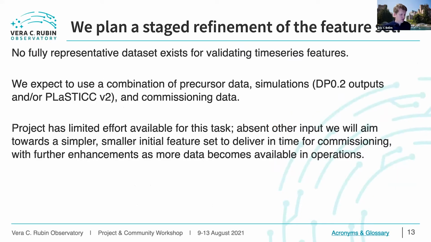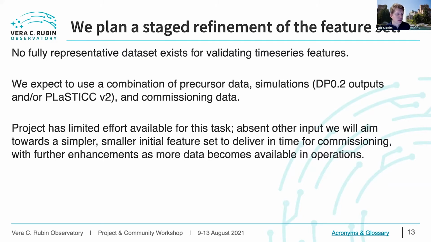So the challenges in terms of how we get to a feature set, and this is why this session exists, is to move this discussion forward. There isn't any fully representative data set that exists today that really captures everything that LSST will have in terms of depth and color and cadence. And so we have to use stopgaps even into commissioning, because commissioning is not like the main survey in many ways, especially in cadence. So some combination of precursor data, simulations like the DP0.2, DESC DC2 or the PLAsTiCC simulations will all have to be tools in our toolbox.